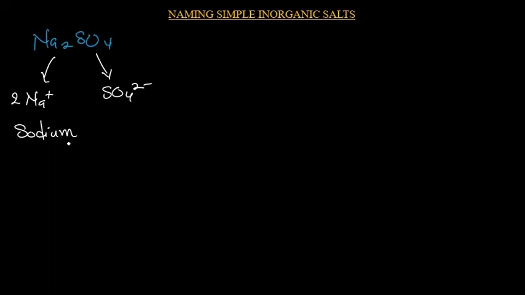Now the next thing you have to do is to name the anion, and then you separate it from the cation. So the anion over here is SO4 2 minus. Now, how do you name complex anions? If you watched our previous tutorial, you know how to name complex anions. You first have to find the oxidation state of the central atom, and over here, the central atom is sulfur in SO4 2 minus.